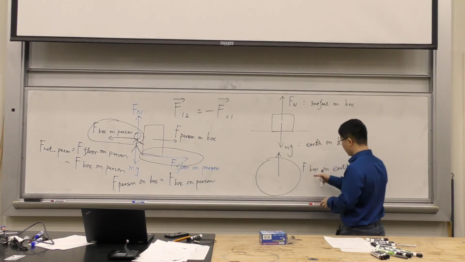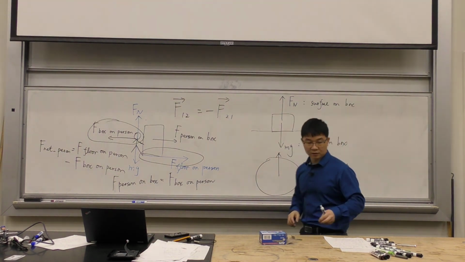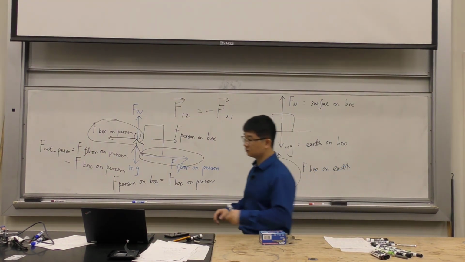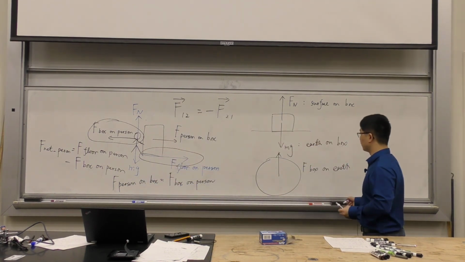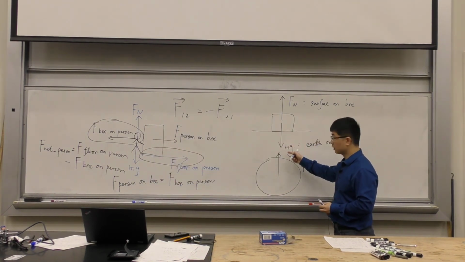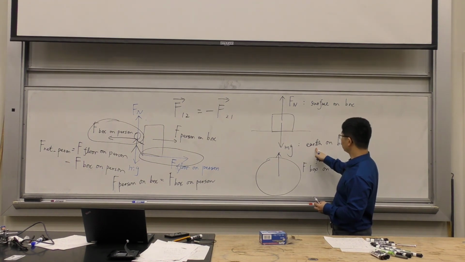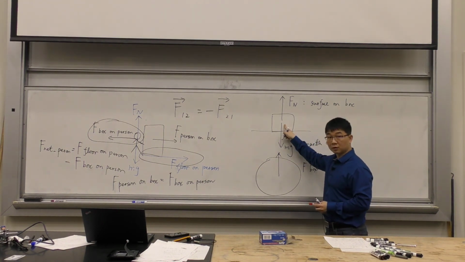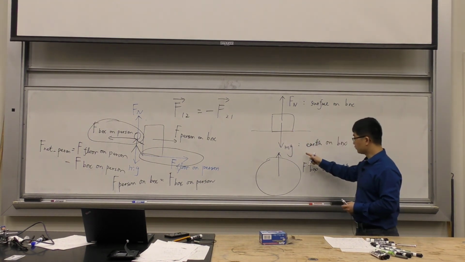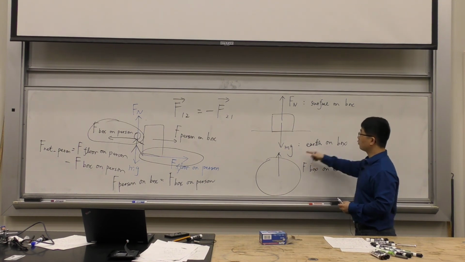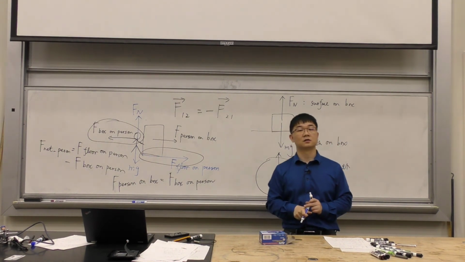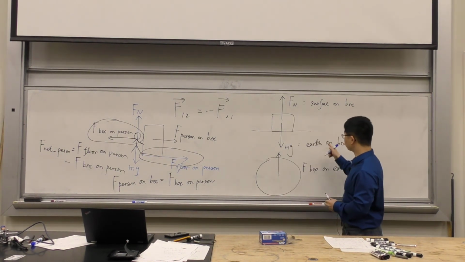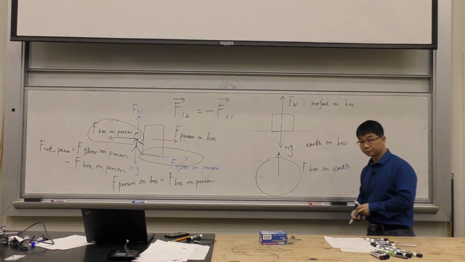These are action and reaction. But I don't draw both of them on the Earth. I don't draw both of them on the box either, right? I would draw them separately. This force is from the Earth on the box. I would only draw that on the box. The reaction force is from the box on the Earth. I don't need to worry about that when I draw the free body diagram of the box, okay? Because I don't need to draw the force from the box on the Earth.